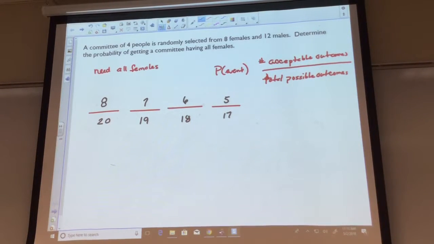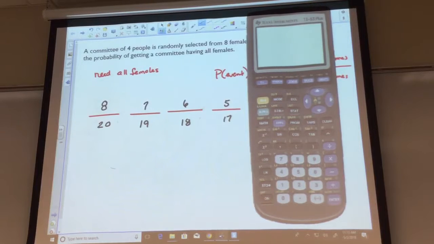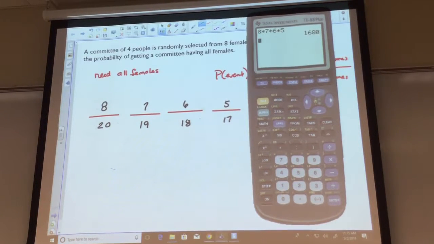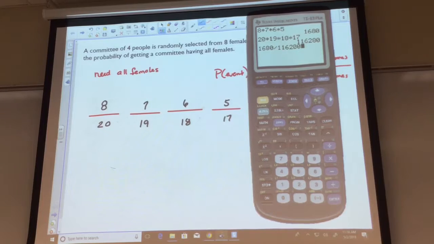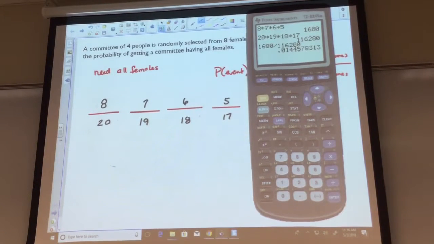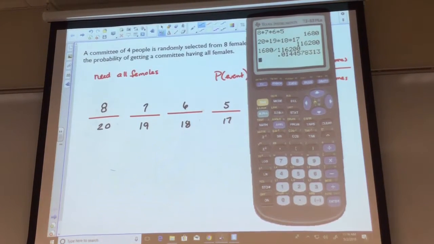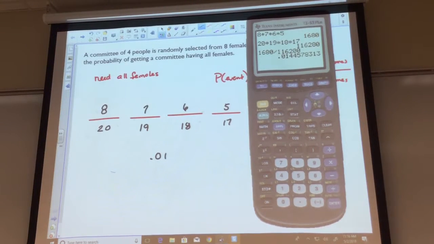So we're going to need to multiply our values together here, and we can do it in pieces if we want. If we do it in pieces, then we have an 8 times 7 times 6 times 5 in the numerator, and we have a 20 and a 19 and an 18 and a 17 in the denominator. And then we've got that 1680 that needs to be divided by that 116,200. And we come up with a decimal value that is going to be 0.014 if they want 3 decimal places.